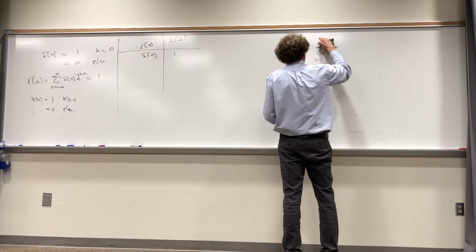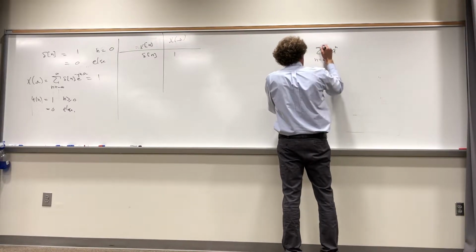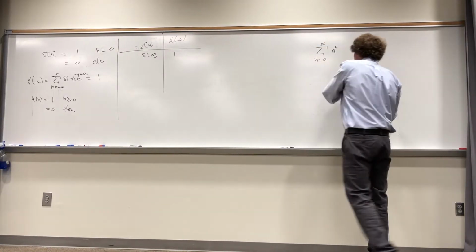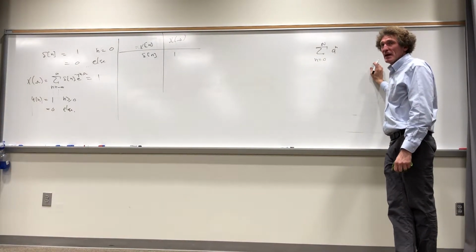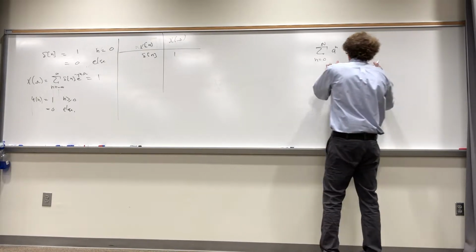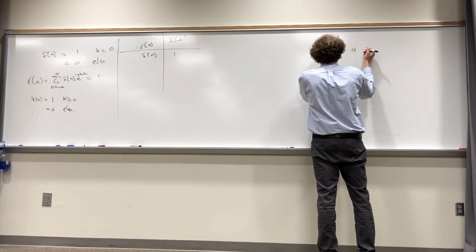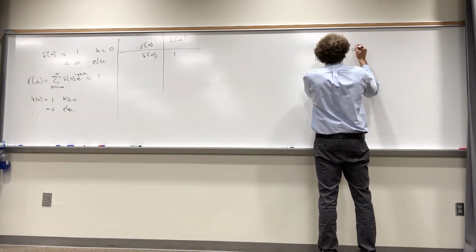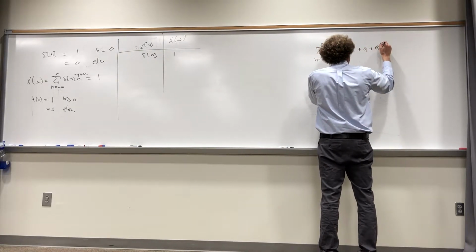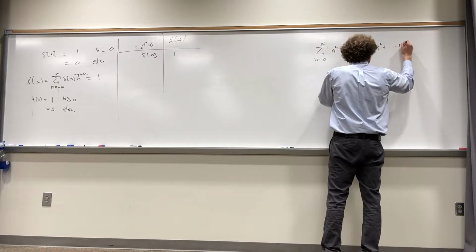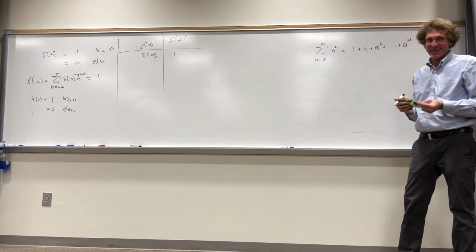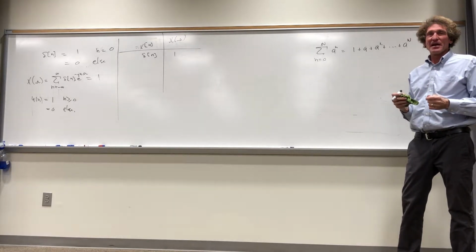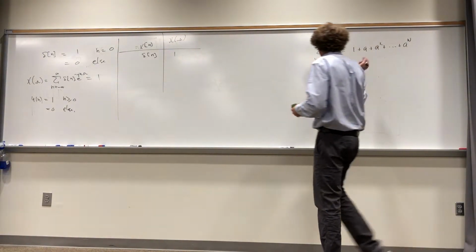If I had this and it went from 0 to capital N, that's a series, not an infinite series. Do y'all agree with that? I'm starting at 0 for a reason. What does that actually equal? It's a to the 0, or 1, plus a squared plus dot dot dot plus a to the capital N. Do you all follow me? Yes. Thank you.